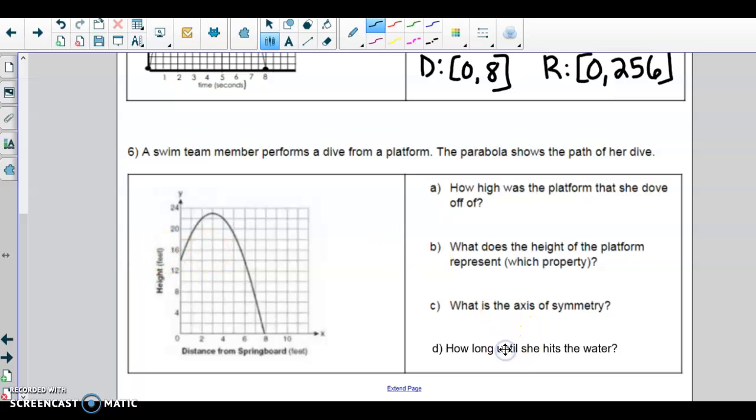So let's go ahead and answer these questions. I don't think you have a part D in yours, so let's just answer A, B, and C. How high was the platform that she dove off of? Well, I look at this. This is the start, right? So the start of her dive is right here. So it looks like 14 feet. And that is the y-intercept.